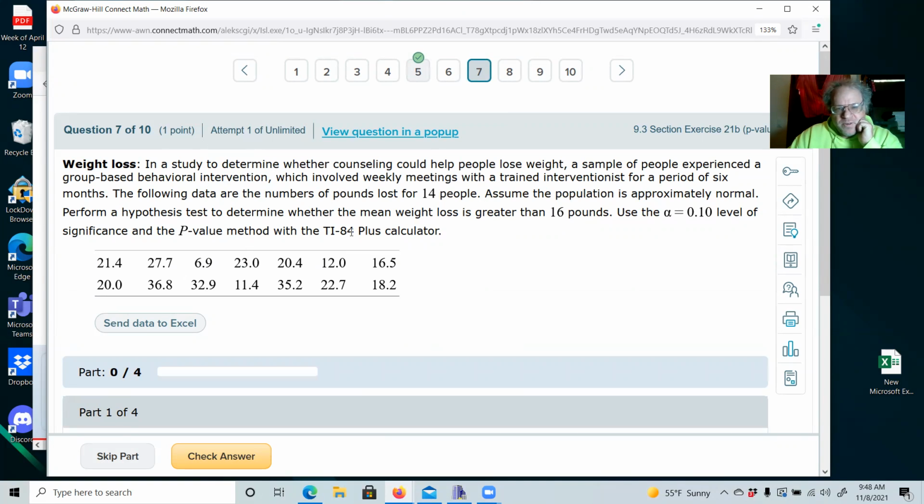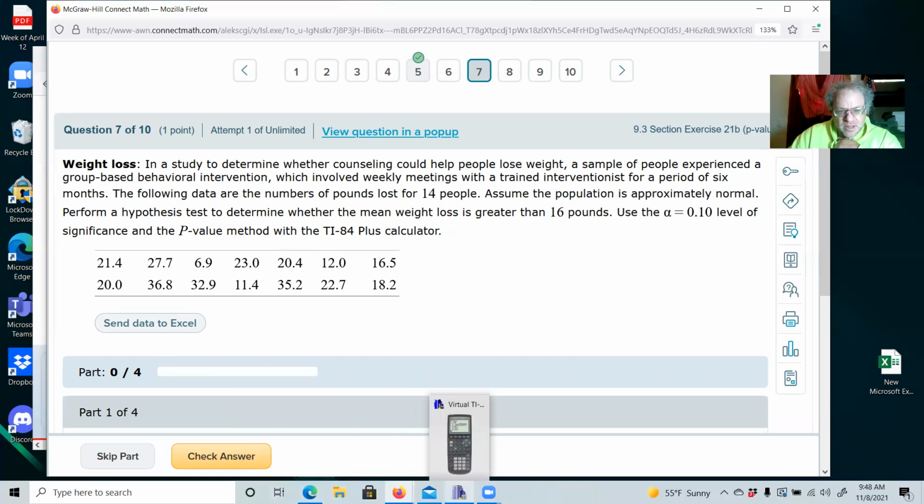Let's see. In a study to determine whether counseling would help people lose weight, a sample of people experienced a group-based behavioral intervention, which involved weekly meetings with a trained interventionist for a period of 6 months. The following data are numbers of pounds lost for 14 people. Assume the population was approximately normal, so they got to include that now. Perform a test of hypothesis to determine if the weight loss is greater than 16 pounds, use alpha equals 0.10 level of significance and the p-value method on your calculators. Like I said, there are other methods. This one is the most common one used today.